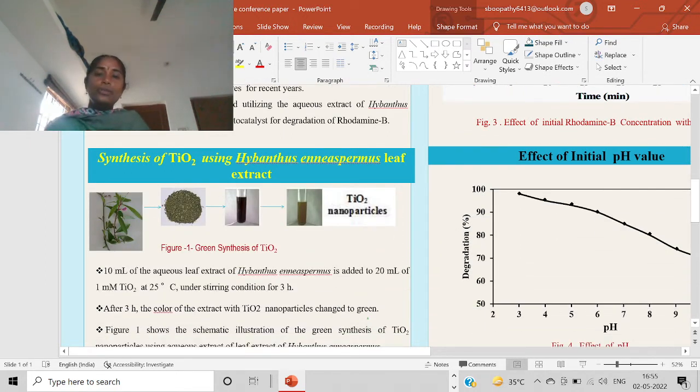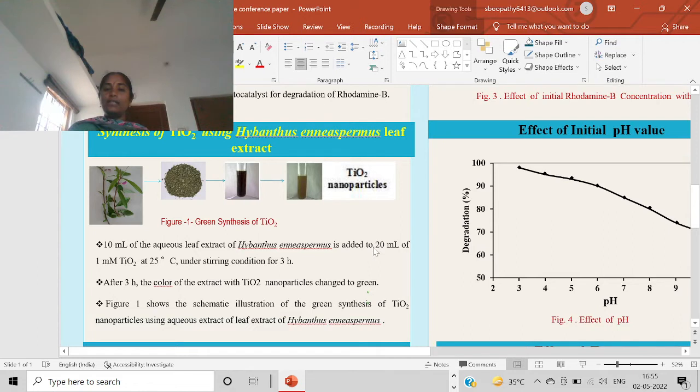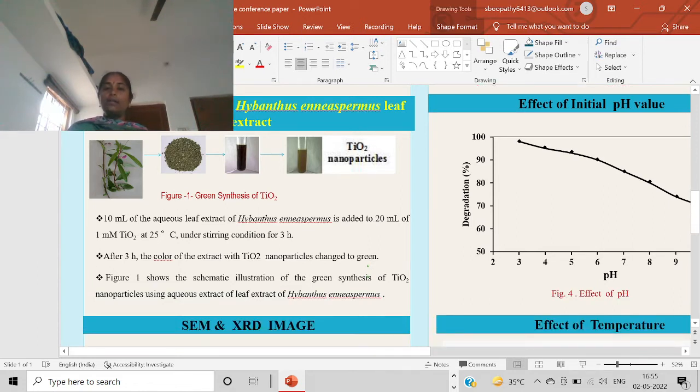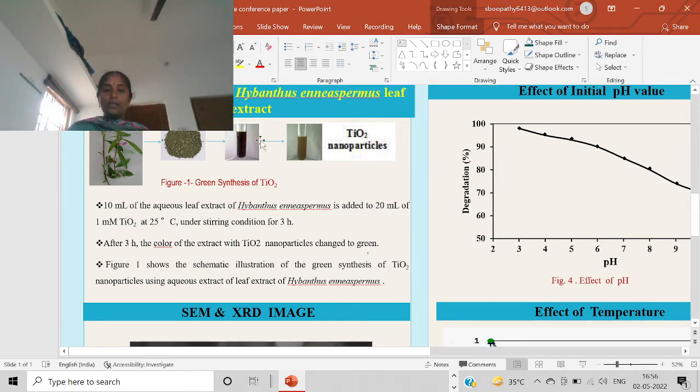Synthesis of TiO2 using Hybanthus enneaspermus leaf extract. 10 ml of the aqueous leaf extract of Hybanthus enneaspermus is added to 20 ml of 1 mM TiO2 at 25 degrees Celsius under stirring for 3 hours. After 3 hours, the color of the mixture changes to green. The figure shows the schematic illustration of the green synthesis of TiO2 nanoparticles using the aqueous extract of Hybanthus enneaspermus.